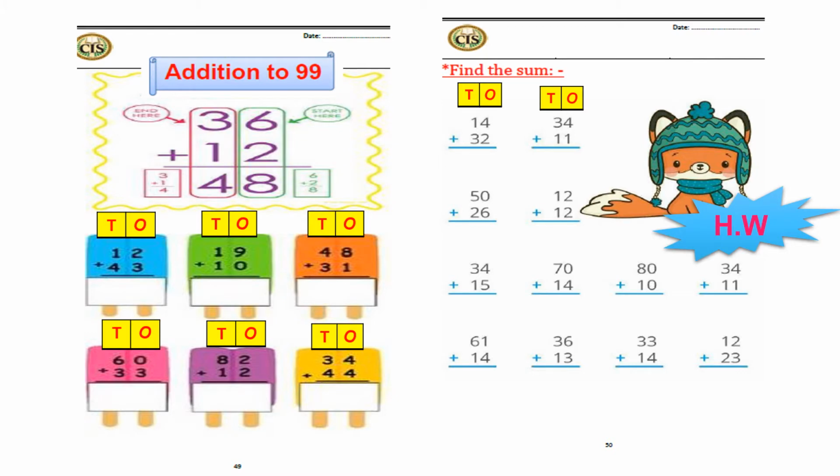Now let's answer our math booklet page number 49. In the first one here we have 12 plus 43. We put the places, ones, tens. As we said before, ones with ones, tens with tens. And we start addition from the ones place. So 2 plus 3 equals 5. Then the tens place, 1 plus 4 equals 5. So the sum is 55.